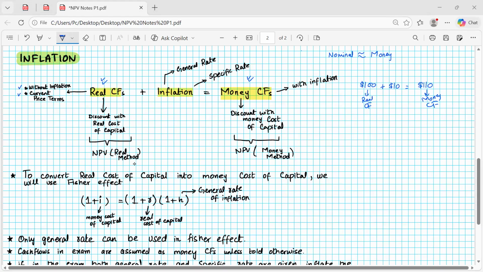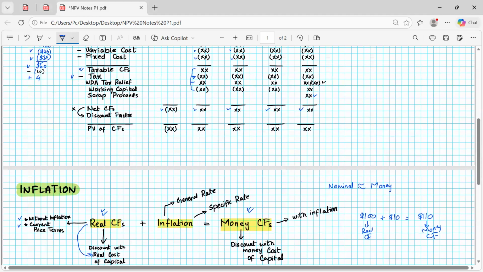Now, if there are real cash flows in the question and you need to calculate the NPV, then the NPV is calculated by the real method. If you are calculating the NPV using the real method, you need to discount these real cash flows with the real cost of capital that will be given to you in the question. Let's say in the question it is mentioned that the real cost of capital is 8%. So Preeti, when you calculate the NPV, the discount factor that you will use in this format is the discount factor according to 8%.